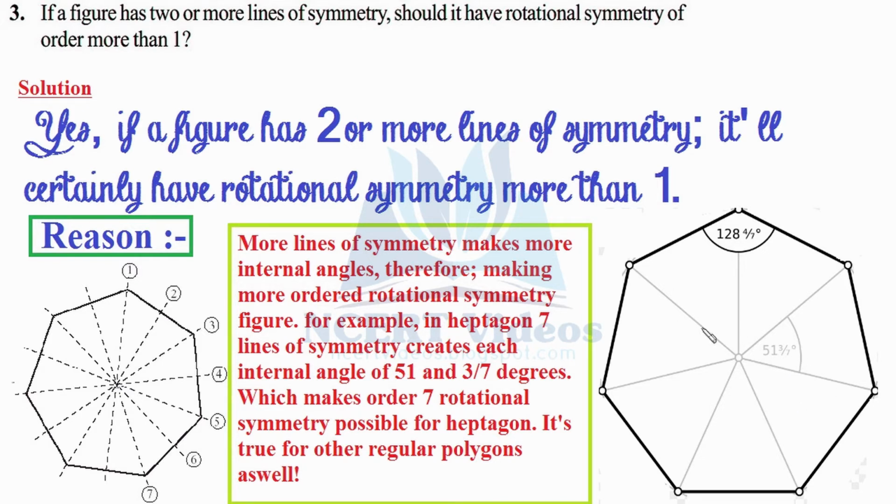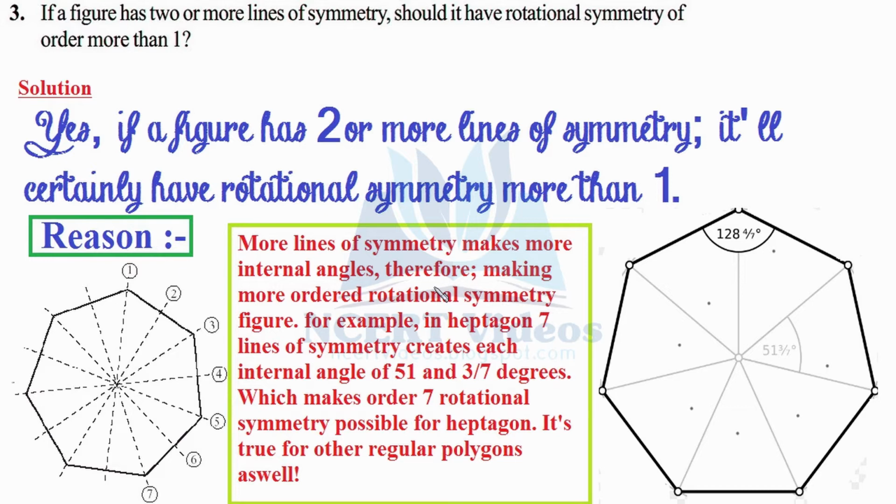That is, each angle will be of this value, because when you divide 360 by 7, you get 51 and 3/7 degrees. Therefore, more lines of symmetry makes more internal angles, therefore making more ordered rotational symmetry figure. For example, in heptagon, lines of symmetry creates each internal angle this much, which makes order 7 rotational symmetry possible for heptagon. Therefore, if you take a point here, you rotate it, this point will come here, and this image will still look like initial one. Again, here, here, here. So 1, 2, 3, 4, 5, 6, and 7.